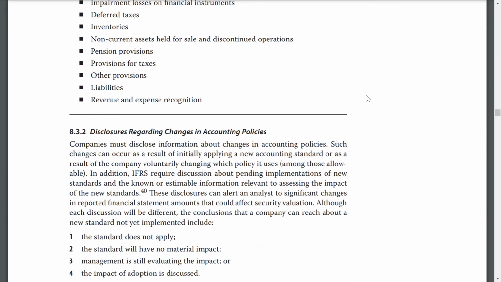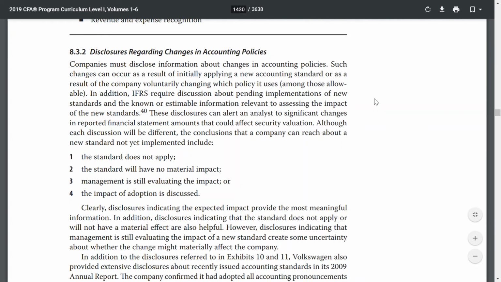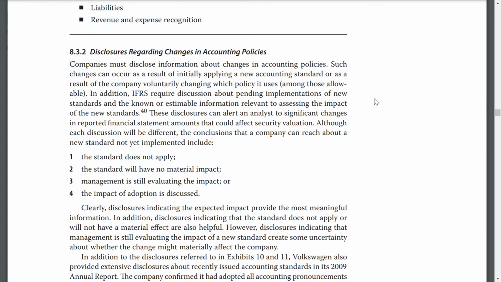Disclosures regarding changes in accounting policies. Companies must disclose information about changes in accounting policies. Such changes can occur as a result of initially applying a new accounting standard or as a result of a company voluntarily changing which policy it uses. In addition, IFRS requires discussion about pending implementation of new standards, as well as known or estimable information relevant to assessing the impact of the new standards.